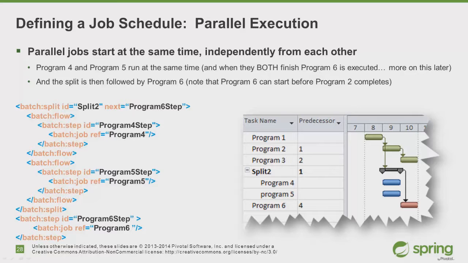Okay? So this split executes after program 1, and it could be that program 6 even ends prior to program 2, because split 2 and program 2 are run at the same time, and there's no dependency for program 6 on program 2, so they run independently and can finish in essentially any sequence depending on the duration of the jobs.